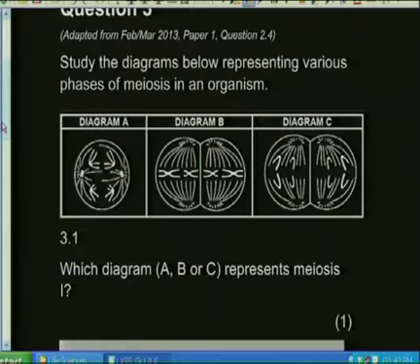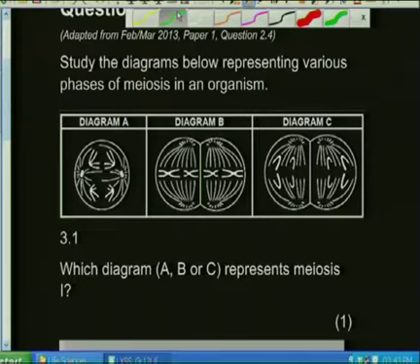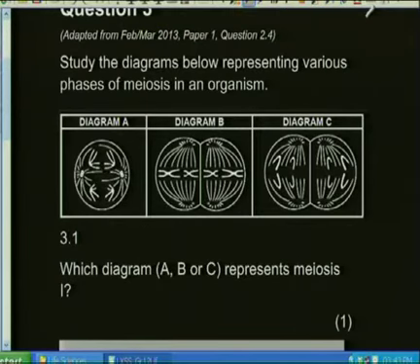Moving on to question 3. Notice that the diagrams that are here are similar to diagrams we saw in the multiple choice questions. That shows you how we can use diagrams for multiple choice questions, and we can take the same diagram, reorganize it and ask it in section B.